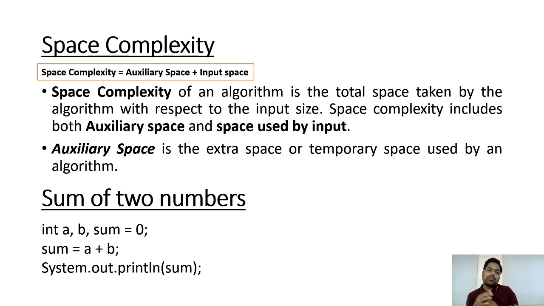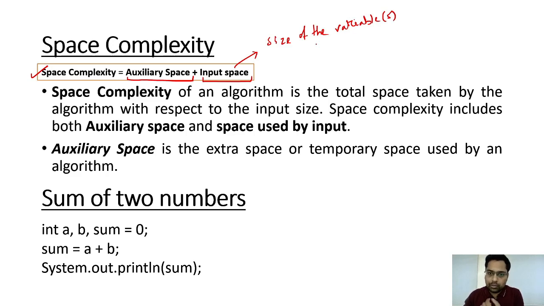Next is how to find the space complexity. If you are going to find space complexity, you have to keep in mind what is auxiliary space and what is input size, as we will discuss in the example. But before that, keep in mind that input space is the size of the variables used, plus auxiliary space, which is extra space. Basically, some extra space is needed.